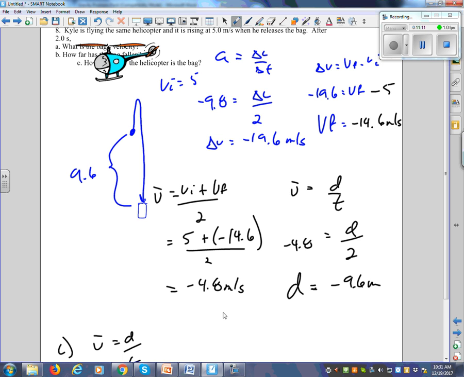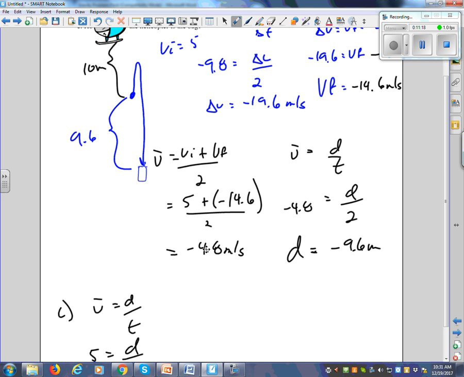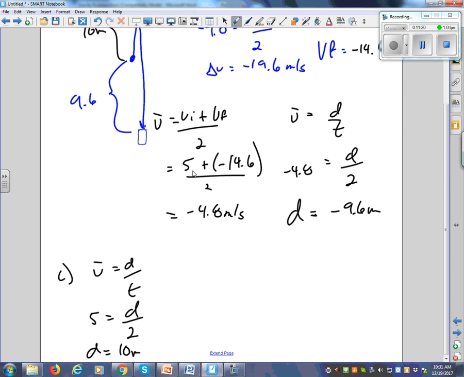This distance here is 10 meters. And now the question: how far below the helicopter is the bag? Well, if the helicopter went up 10, and the bag went down 9.6, what's the total distance? Now, can you get rid of that negative? What does that negative really mean? It just means down, and now I'm asking you how much distance is in between them, so it's just 10 plus 9.6, and hold on, 19.6 meters. Isn't that what it was before?